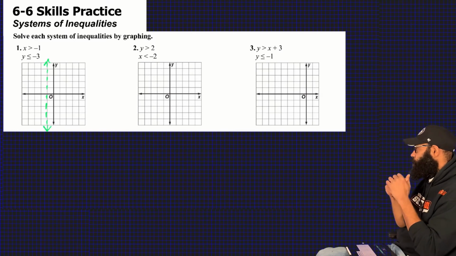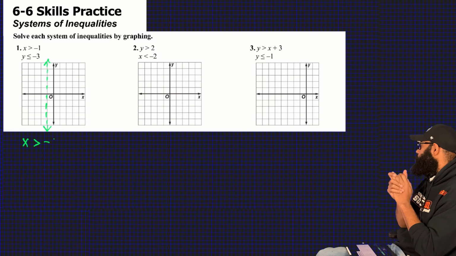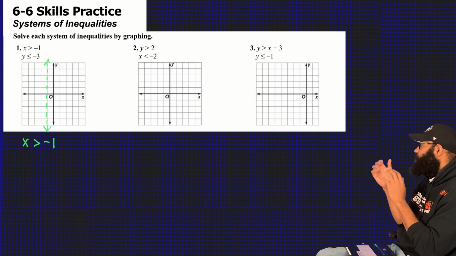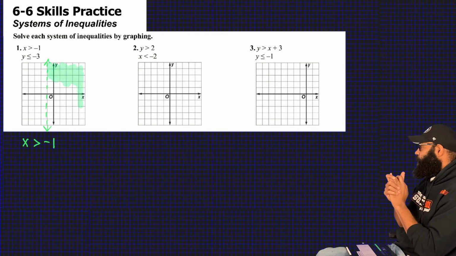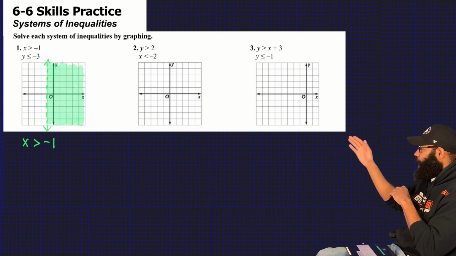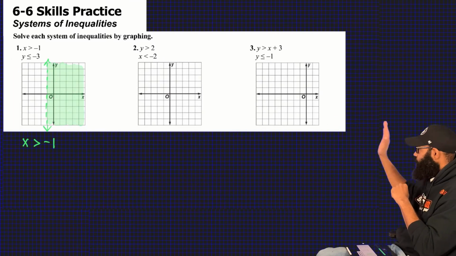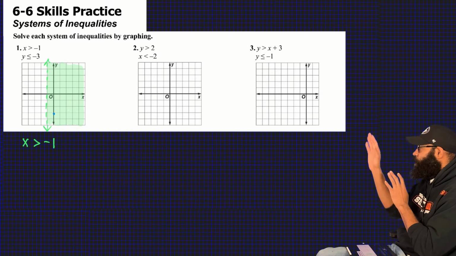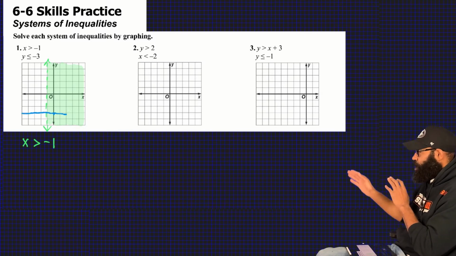Number 1 is pretty straightforward. X is greater than -1. If it said X equals -1, you would have a straight line where X equals -1. But it's an inequality, and that's why it's a dashed line. Now the second thing is shading. Everything to the right of that dotted line is what X can be. X can't be anything else. Since it's not equal to, it's a dotted line.